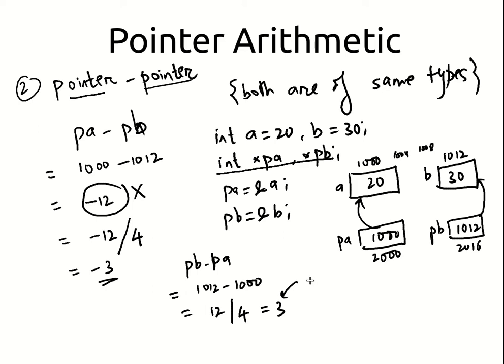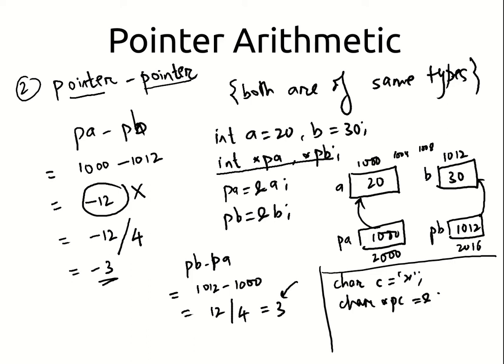But I can't perform pointer arithmetic if PA and PB are of different type. Suppose I have a character, maybe C, and I have a character pointer called PC, which has the address of C. Now I can't perform PA minus PC. This is not valid, because PA is of type integer pointer and PC is of type character pointer, so this kind of arithmetic is not permitted in C.